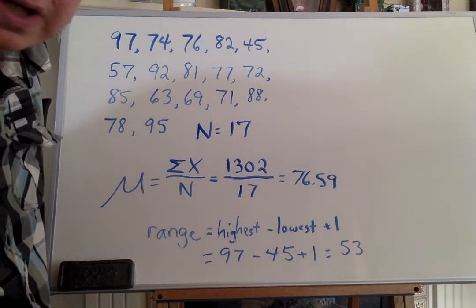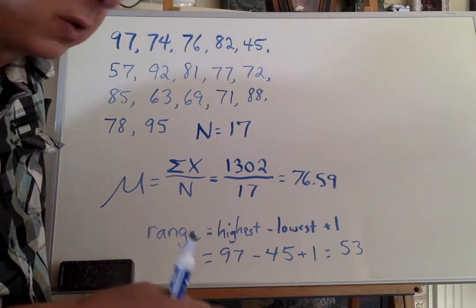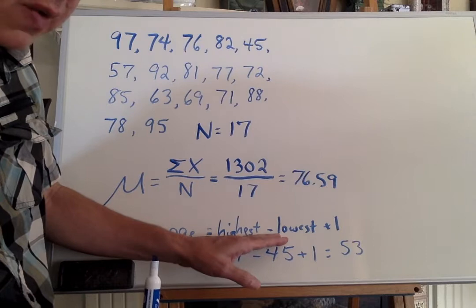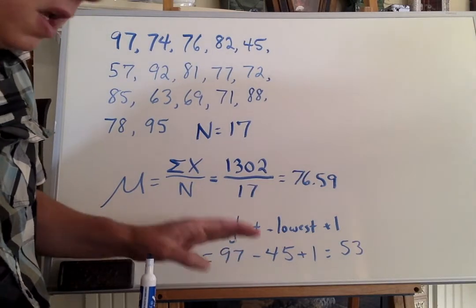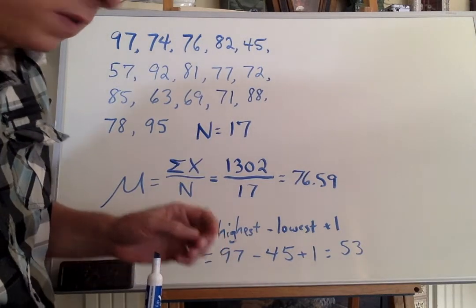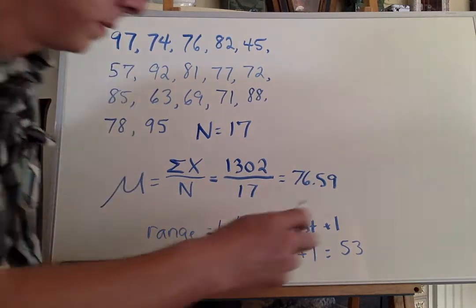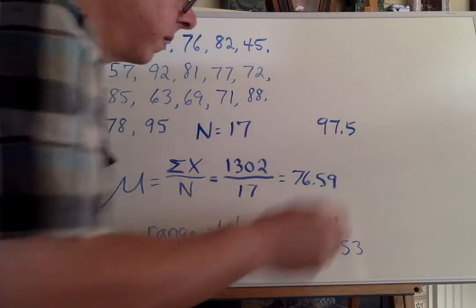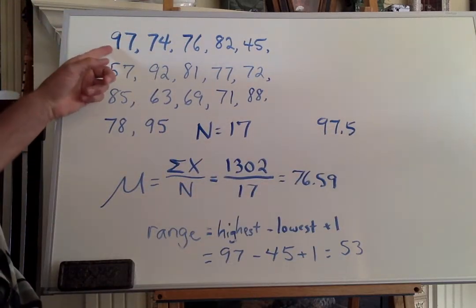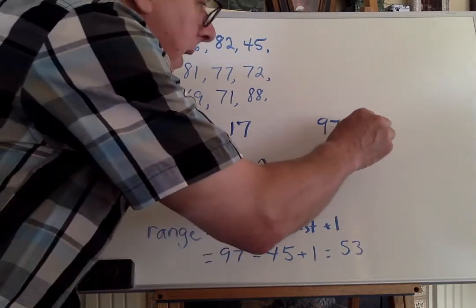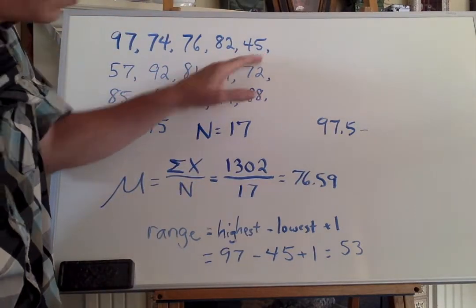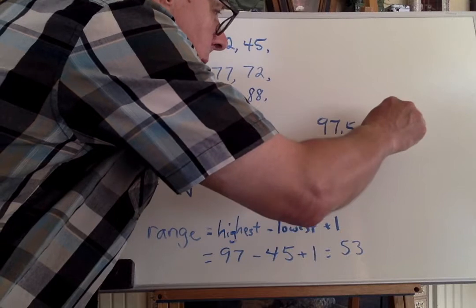But now that we know a little bit about upper and lower real limits, this isn't technically the equation. The equation is the upper real limit for the highest number, so that would be 97.5, minus the lower real limit for the lowest number, so that would be 44.5.